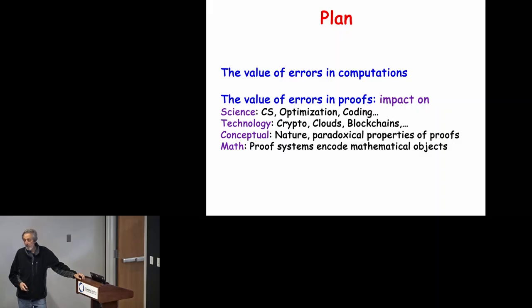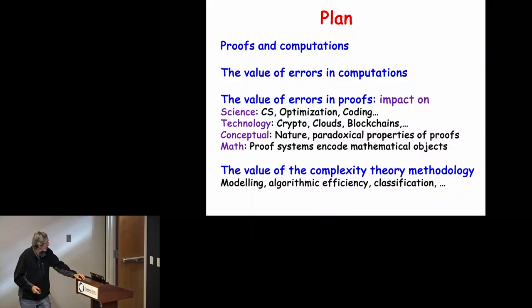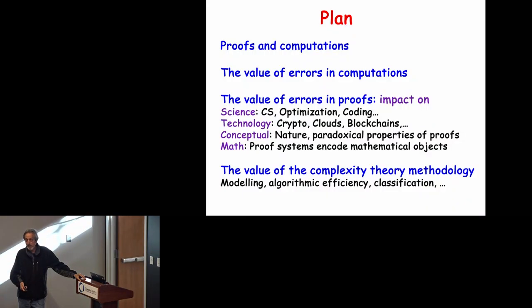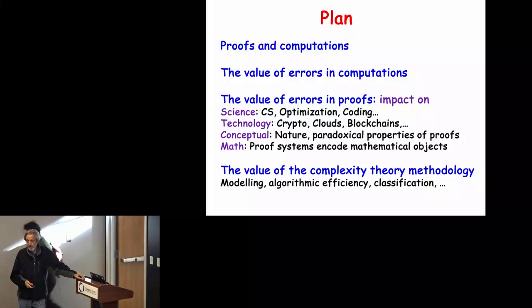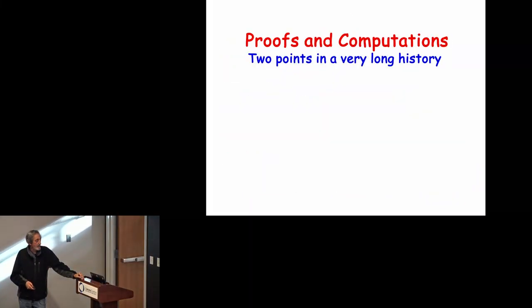Before I tell you about the value of errors in proofs, I have to tell you about the value of errors in algorithms. And even before that, I want to talk a bit about the connection between proofs and computations. But really, the main purpose is just a demonstration of one of the nice stories we can tell in complexity theory, of an evolution of an idea. There are many other stories I could have talked about. Today it's about proof systems and the notion of proof. Feel free to ask questions if something is not understood.